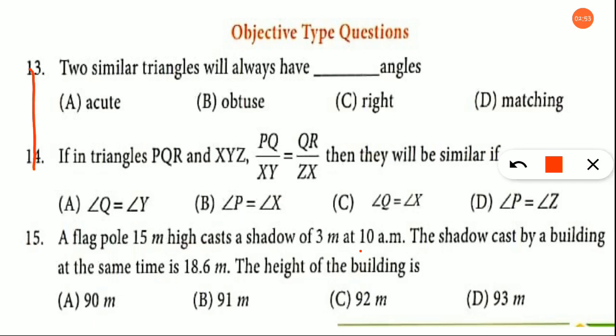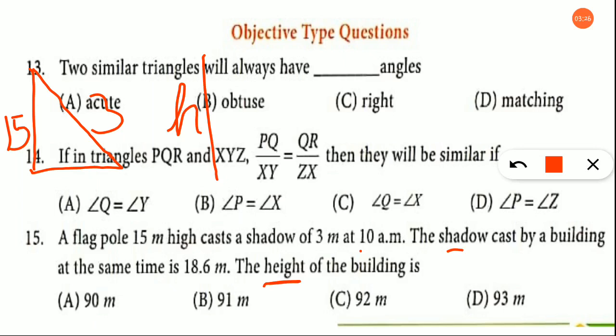Now 15th one. A flagpole 15 meter high casts a shadow of 3 meter at 10 a.m. A flagpole is there and the height is 15 meter and it casts a shadow of 3 meter. Shadow will always fall down and this one is 3 meter and there will be a base, right? So this is forming a triangle. Same way, the shadow cast by a building at the same time is 18.6 meter. This shadow they have given you. So another building is here. We don't know the height. You are going to find the height of the building, so let us consider it as H. And the shadow cast by that building is 18.6.